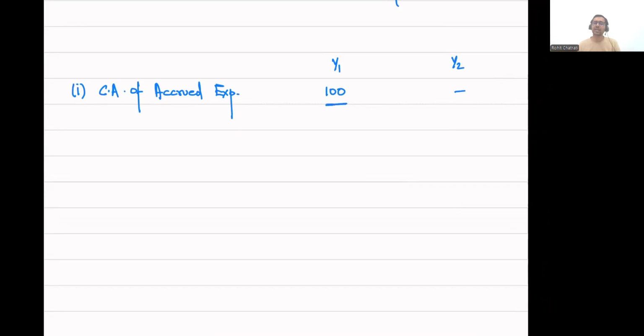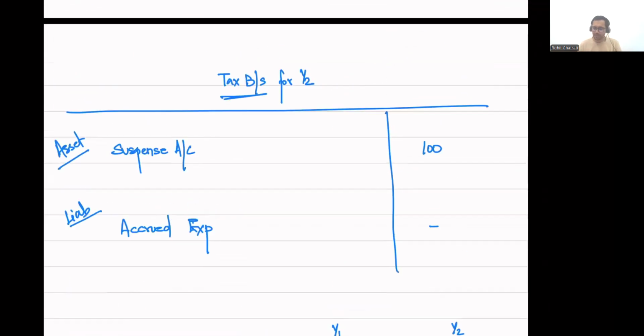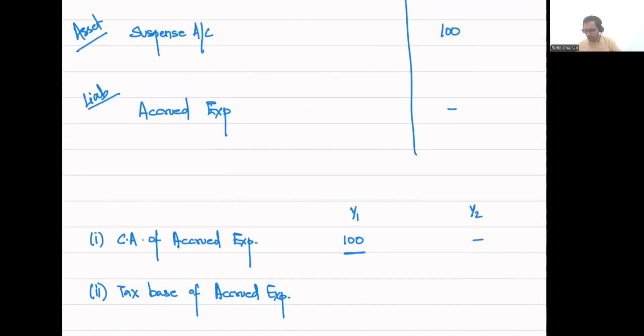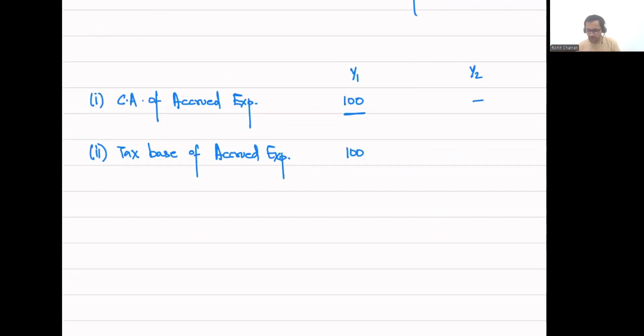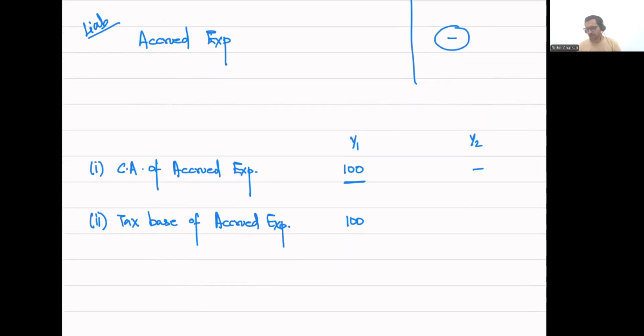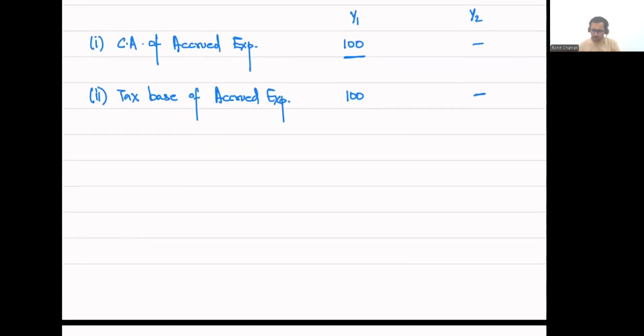All right, I had an outstanding liability at the end of year one of 100 rupees, and at the end of year two, it's equal to 0. The second is the tax base of accrued expenses. Now we are going to look at the tax balance sheet for year one. Accrued expenses had a tax base of 100 rupees, so I'm plotting 100 rupees over here. For year two, accrued expenses had a tax base of 0.